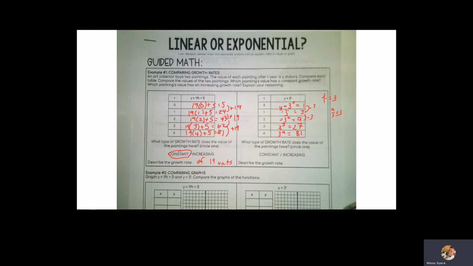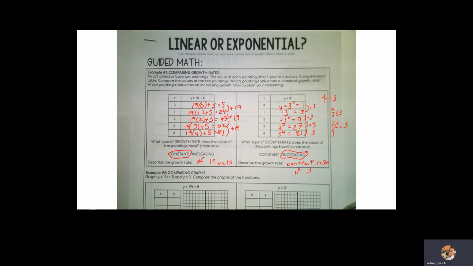What is 27 divided by 9? Are we starting to see a pattern now? Yeah, so each one of these has a common multiplier of what? 3. So that means that this is increasing, and it has a constant ratio. So it has a constant ratio of 3.